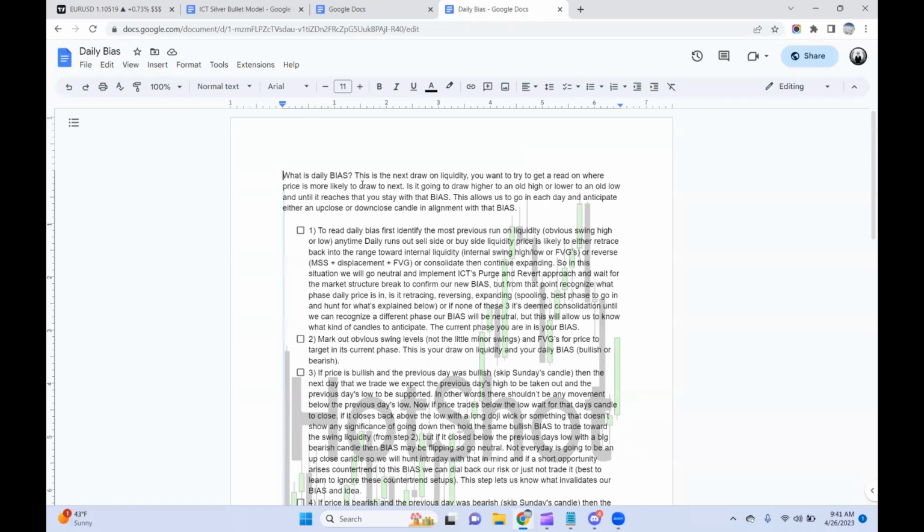This is the next draw on liquidity. You want to try to get a read on where price is more likely to draw to next. Is it going to draw higher to an old high or lower to an old low? And until it reaches that, you stay with that bias. This allows us to go in each day and anticipate either an up close or down close candle in alignment with that bias.